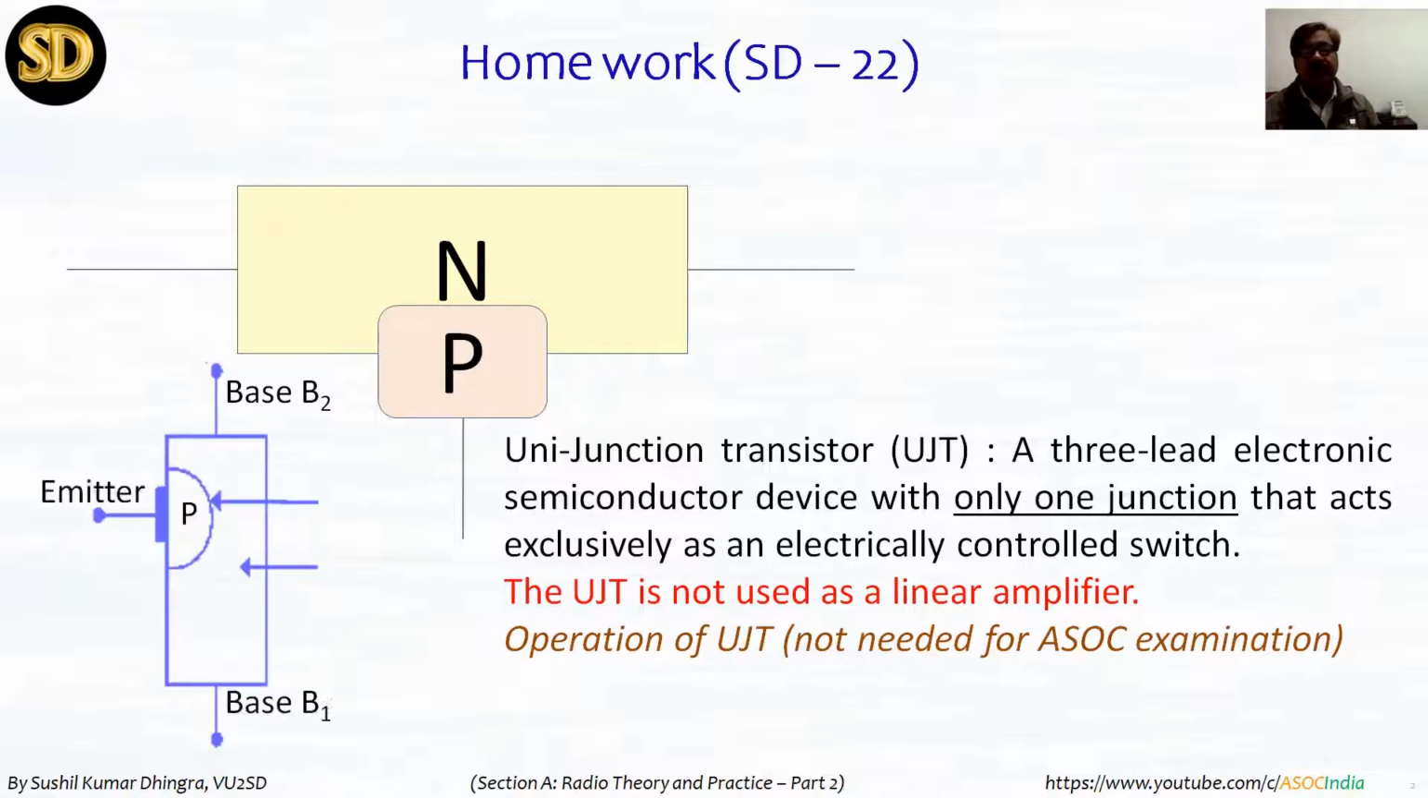This is a symbol, and the main thing, if you see, there is a single N bar channel, so there are 2 bases, B1 and B2, and an emitter as an input device, but no collector. Keep this in your mind because I am going to ask questions on it later.